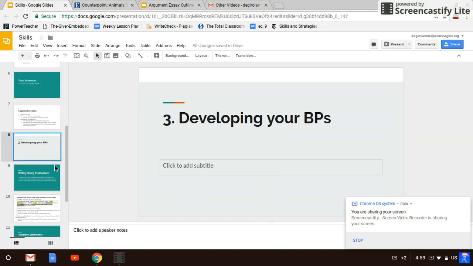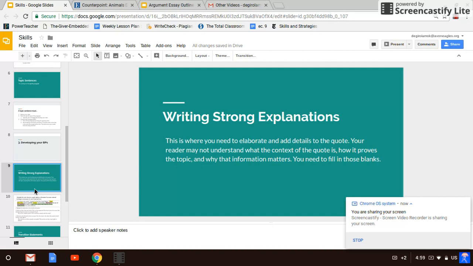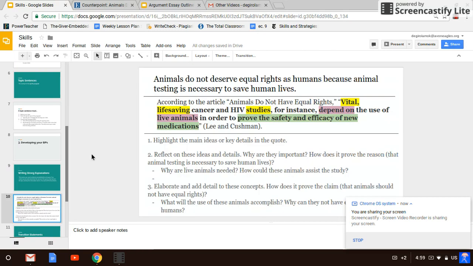Okay, so our explanations are important because this is where you elaborate and add details to the quotes that you used. Your reader may not understand the context of your quote, how it proves that topic, and why that information matters. You, as the writer, need to fill in those blanks. So I started off, I stated a claim and a reason. The claim was animals do not deserve equal rights as humans. That's my claim, because animal testing is necessary to save human lives.